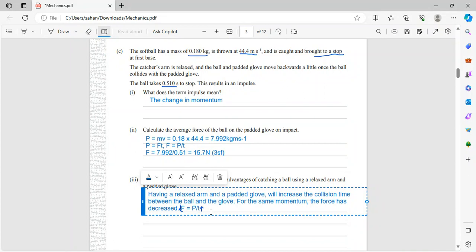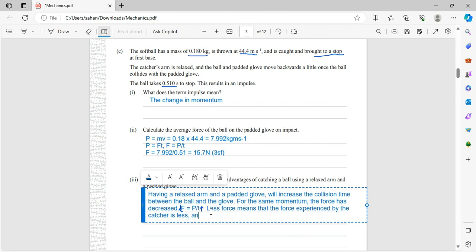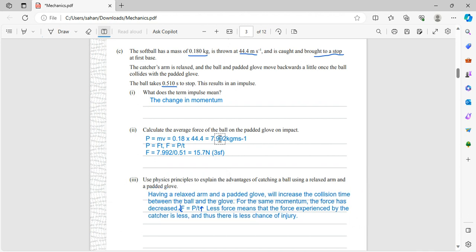Okay, and then after that, so we've talked about how it's less force, and so then there's your final concluding sentence: so less force means that the force experienced by the catcher is less, and thus there is less chance of injury. And see how, again, I've talked about the advantage. The advantage is that there's less chance of injury. So there, I've fully answered the question, and I didn't even have to write that much, so that's a good thing.